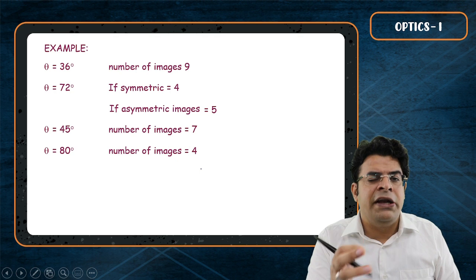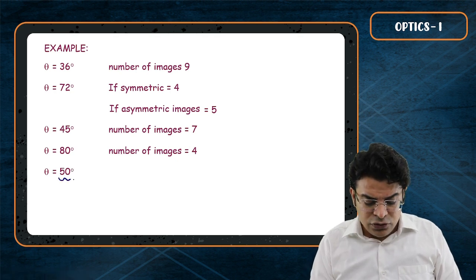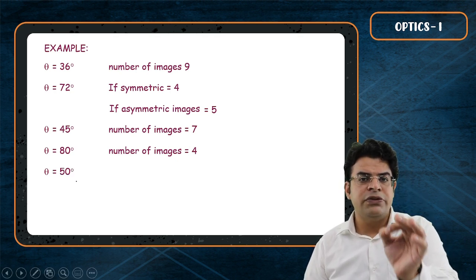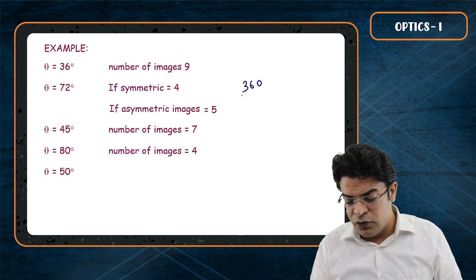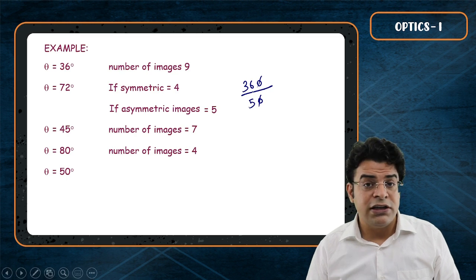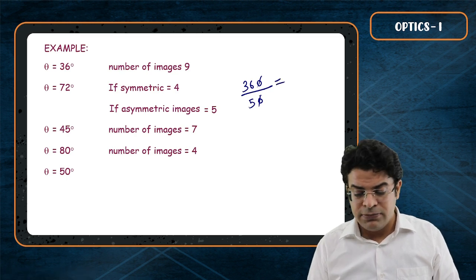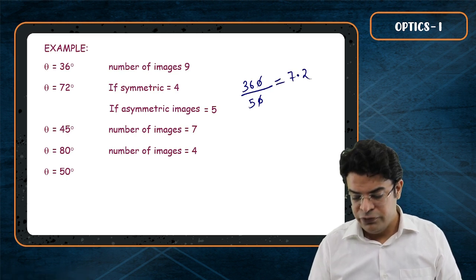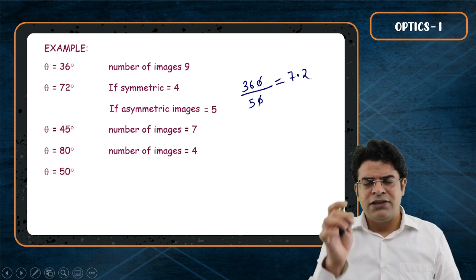Let's see the next example. If theta equals 50 degrees, now tell me how many images will be formed. So again, first of all, find out m, which is 360 by theta. 360 by 50 gives you 36 by 5. And 36 by 5 will give you 7.2. 7 5s are 35, there is one extra. 1 by 5 is 0.2.